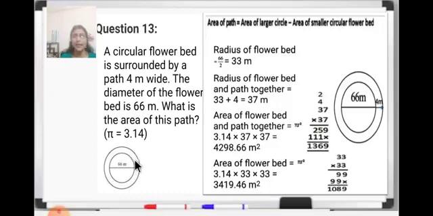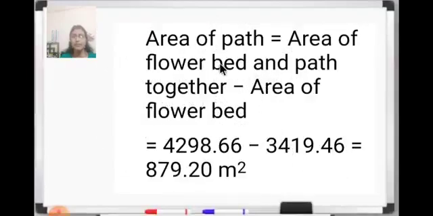Now what will we do next? We have to find out the area of this path. So for that, you are going to subtract. These two values will be subtracted. So we are going to subtract the area of larger circle minus area of smaller circle. So let us see the next step. So the area of path we will get, which is equal to the area of flower bed and path together, that means the larger circle, minus the area of flower bed, which is the smaller circle. So both the areas you will subtract, and you will get 879.20 meters square. So this is the area of the path.